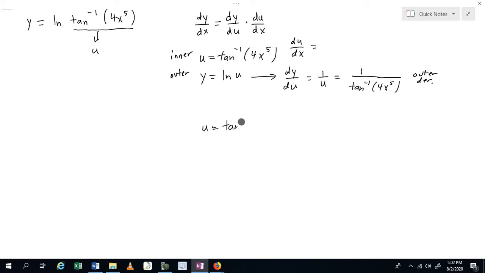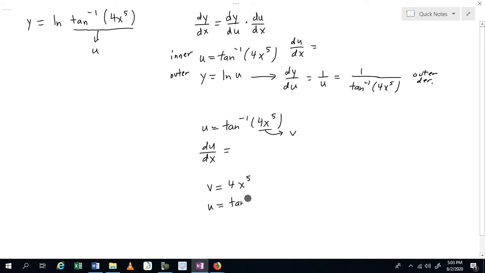So here's our u, it's the inverse tangent of 4x to the fifth, and we want to find du dx, the derivative of u with respect to x. But to do this, we're going to use the chain rule. So let's label this: we have this inner function now, and I'm going to label that as v. So let's call 4x to the fifth v. That's our inner function here. Then u would be the inverse tangent of v.